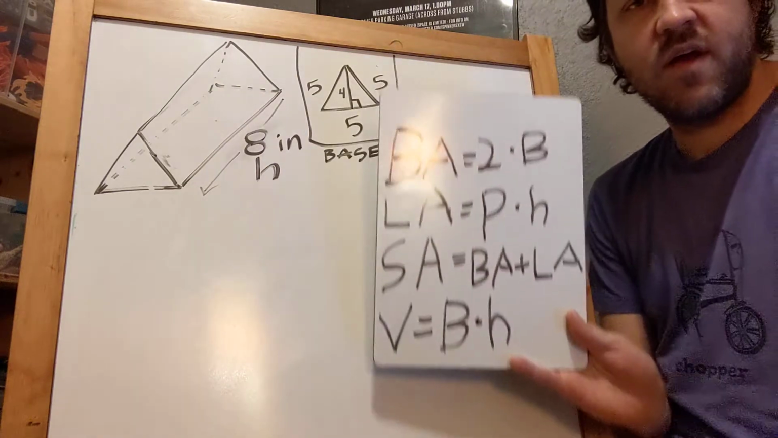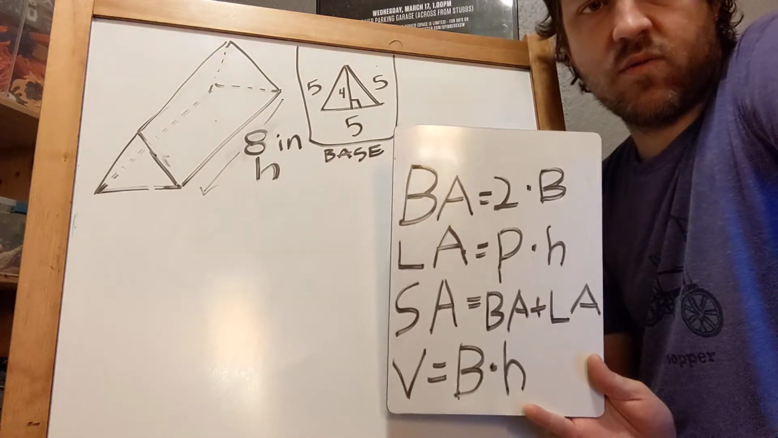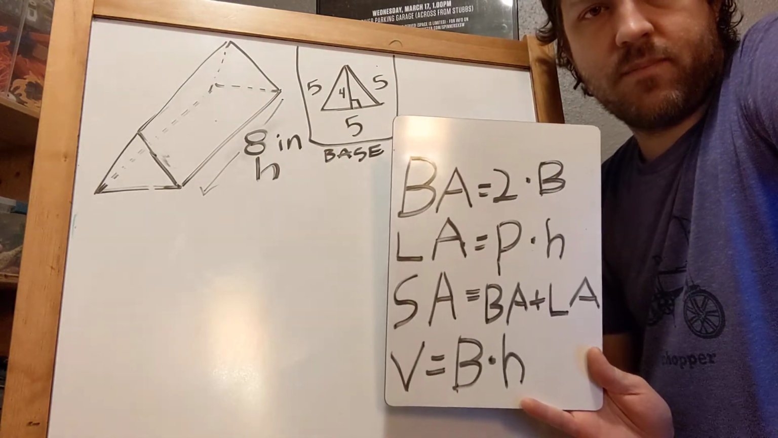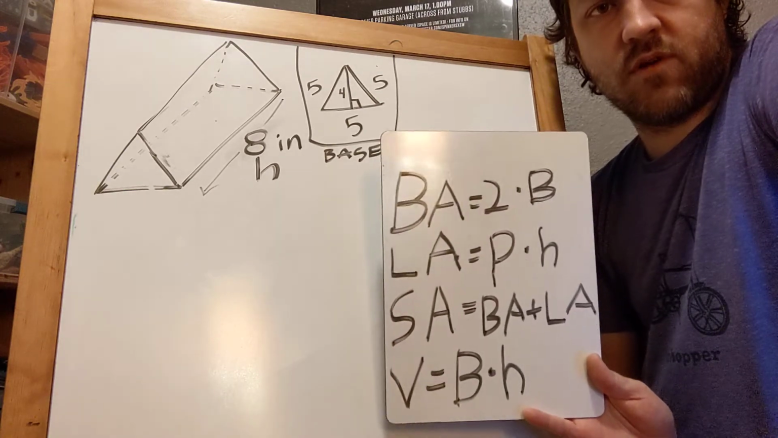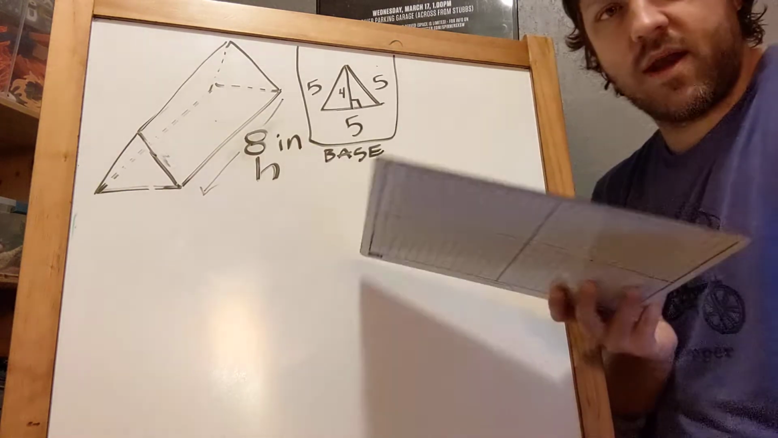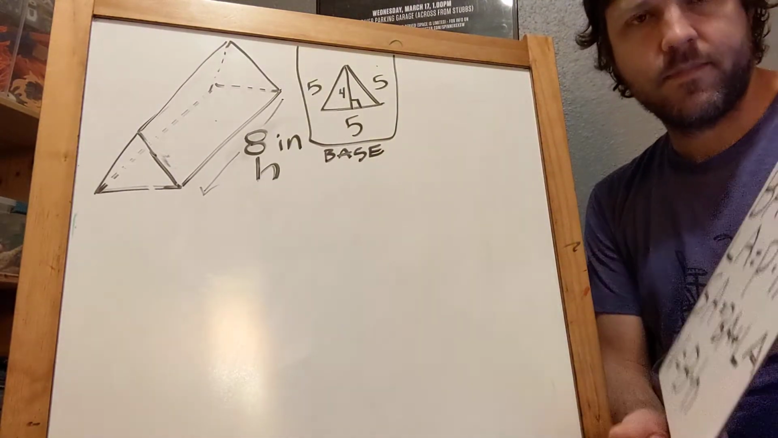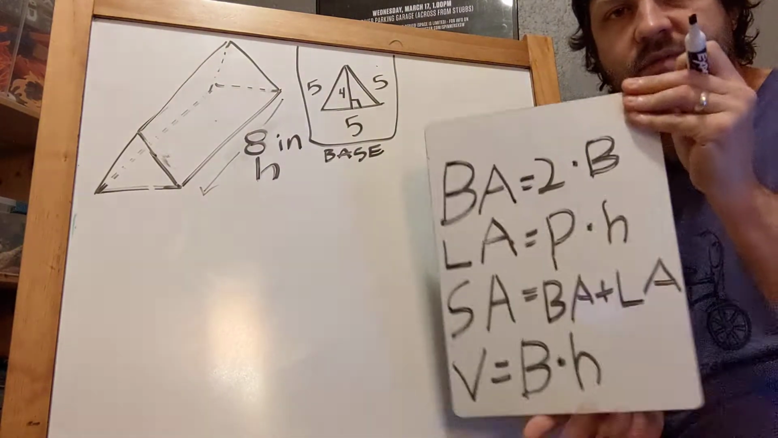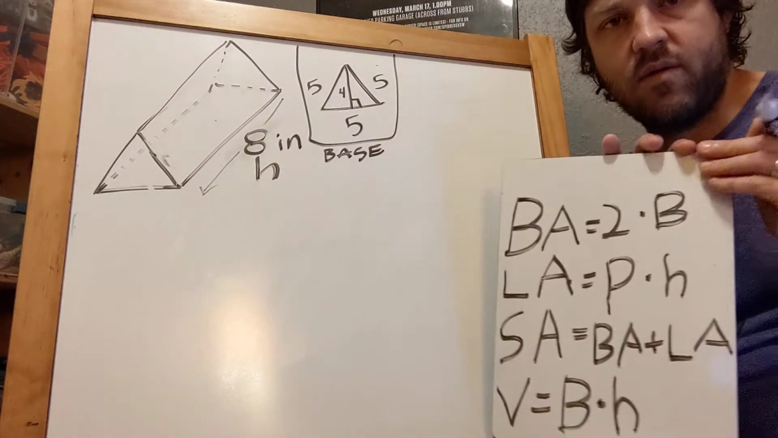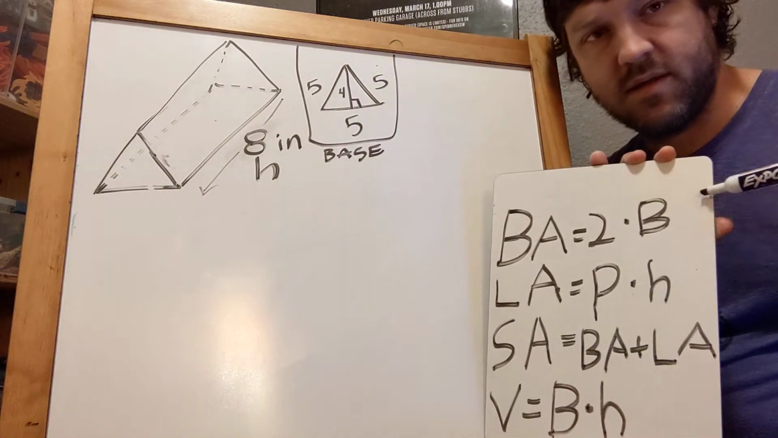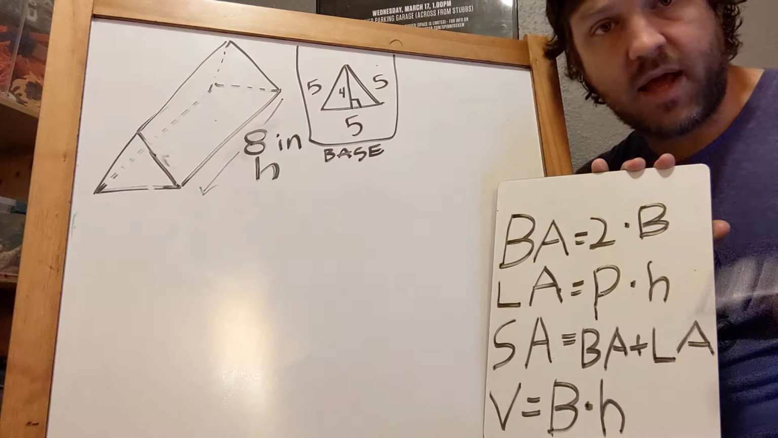So first things first, I would recommend having this written somewhere, because we are going to use it over and over again with these types of problems. So I'm not going to write it on the board. I'm just going to have it on this separate whiteboard, and I'll bring it up whenever we need it. But we're going to start by finding the surface area. And to do that, we're going to do the base area, then we're going to do the lateral area, and then we're going to add the answers.